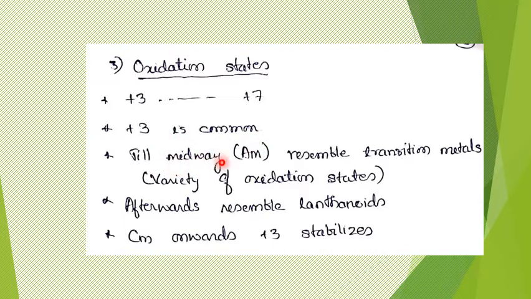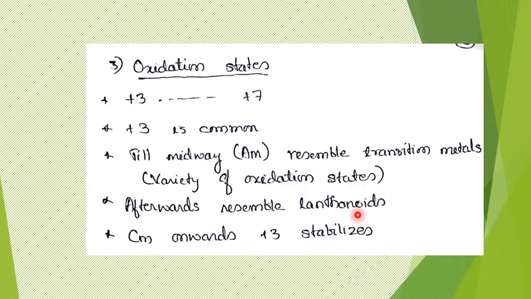So in that way, till americium these elements resemble transition metals in variety of oxidation states. After that, even in the case of the 3d series, you notice the same thing: after that much variety of oxidation states, the variety decreases. Something of that kind can be observed here too, and a limited number of oxidation states will be there after americium. So usually what is said is that till midway they resemble transition metals, afterwards they resemble lanthanoids.